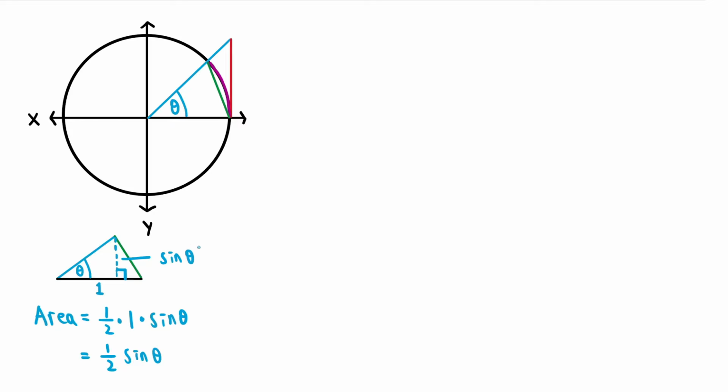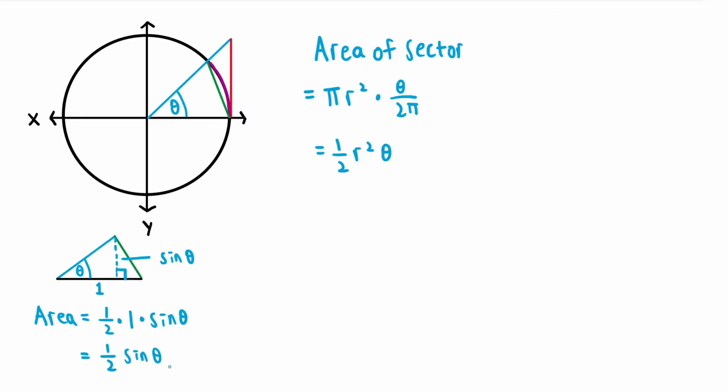The area of the triangle is 1/2 base times height, and we've established a base of 1 and a height of sine of theta. So the area is 1/2 times 1 times sine of theta, and this just simplifies to 1/2 sine of theta.